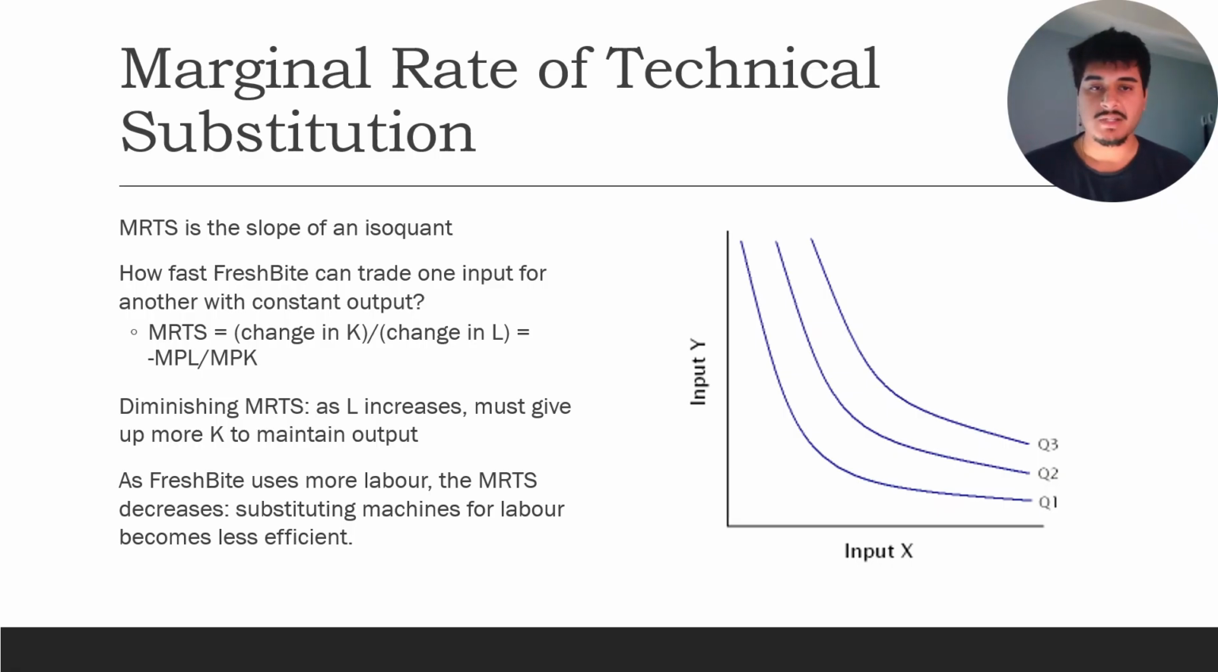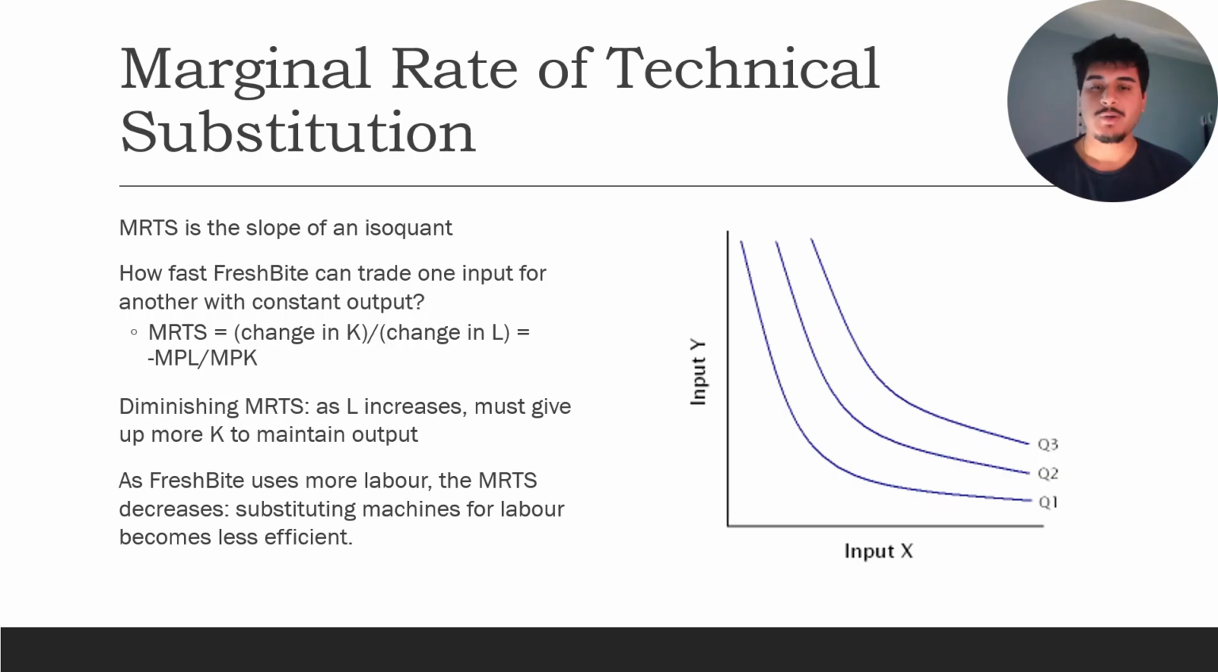We see that a diminishing MRTS exists. As labor increases, we must give up more K, capital, to maintain output. The implication is that as FreshByte uses more labor, the MRTS decreases. Substituting machines for labor becomes less efficient.